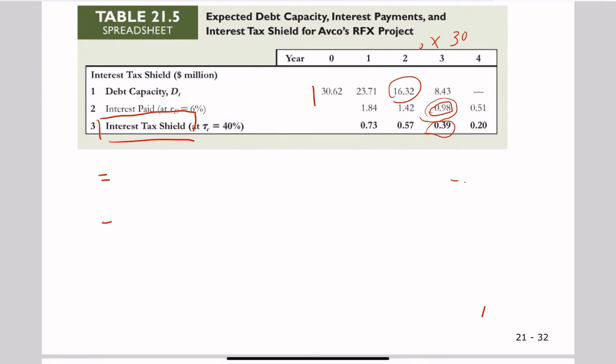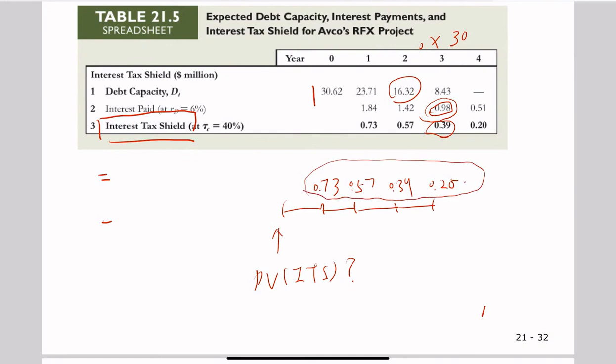So basically you can see that to calculate the present value of the interest tax shield, now we have achieved the first step, that is to exactly find out the interest tax shields over the 4 years, right? So essentially, if you again have the timeline, then we have this number here, this number here, this number here, this number here. And our question is, what is the present value of the interest tax shield, right? So after getting these four cash flows, the next number we want to have is the discount factor. So how should we discount these interest tax shields, right?